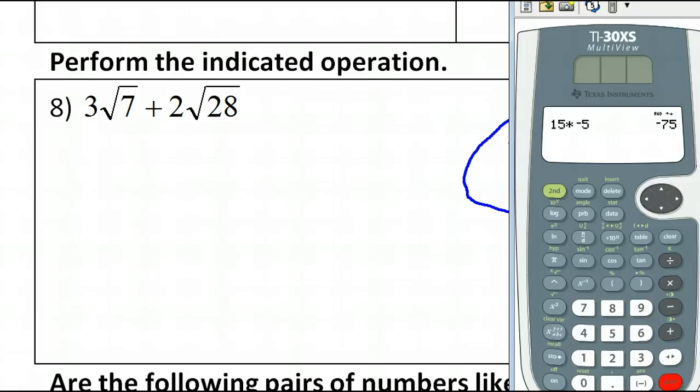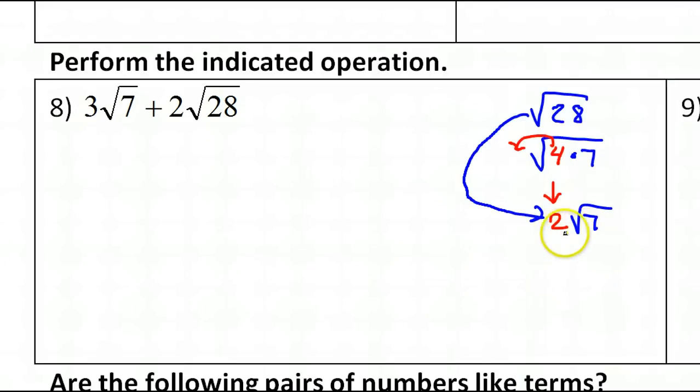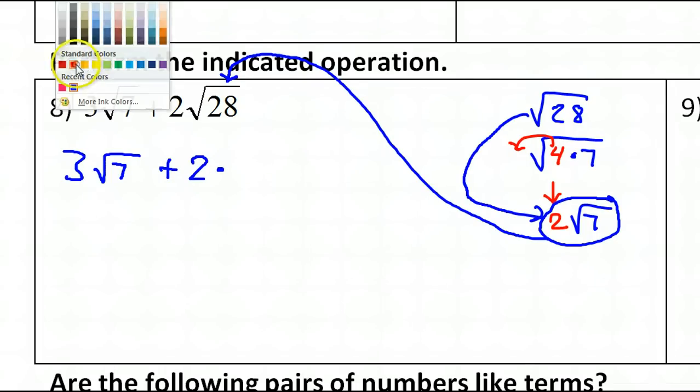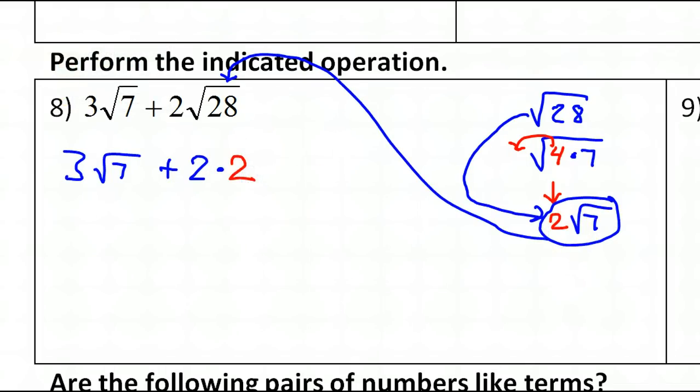And by the way, your calculator will do a lot of this for you if you're allowed to use it. So the square root of 28 is 2 radical 7, but that's what your calculator is doing. So anyway, I can take this and substitute it for radical 28 right there. So if I do that, I get 3 radical 7 plus 2 times, and here's my 2 radical 7.